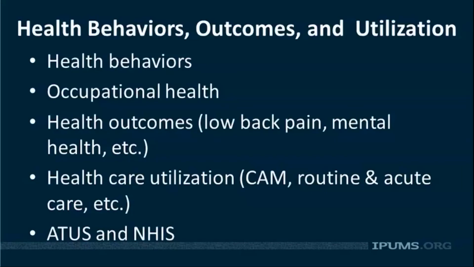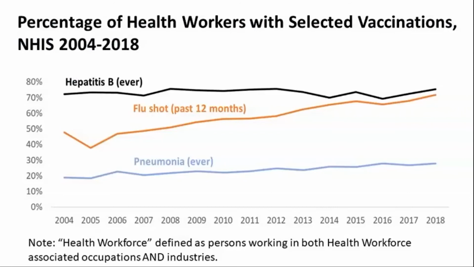You can use ATUS and NHIS to study health behaviors of people working in the health workforce, as shown in the previous slide, and as we will show you in the next slide. You can also use NHIS to study occupational health and various health outcomes, such as low back pain and mental health, as well as healthcare utilization in areas such as complementary and alternative medicine, preventive care visits, ER visits, and hospitalizations. For example, you can estimate the annual share of health workers who received vaccinations for hepatitis B, influenza, and pneumonia from 2004 to 2018.